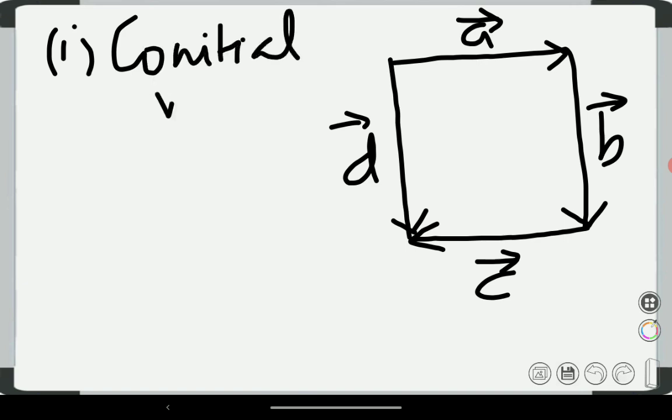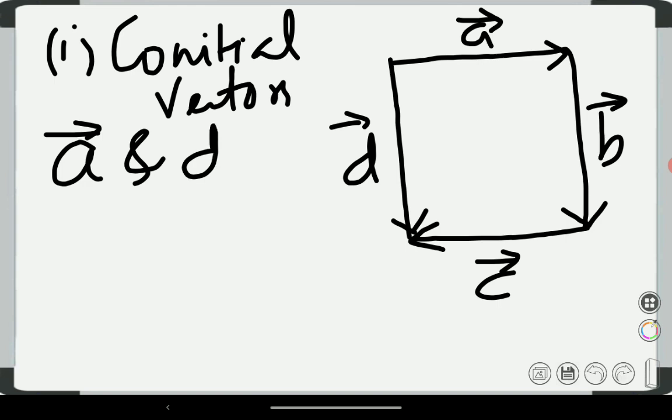Co-initial vectors. From the diagram, we can see vectors having the same initial point are called co-initial vectors. So what are those vectors in the figure? The vectors are A and D. So A and D will be the co-initial vectors.